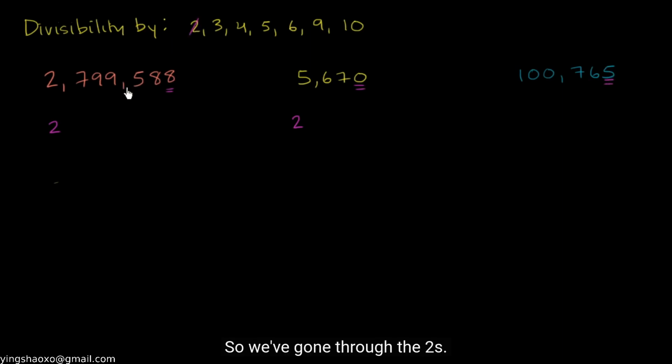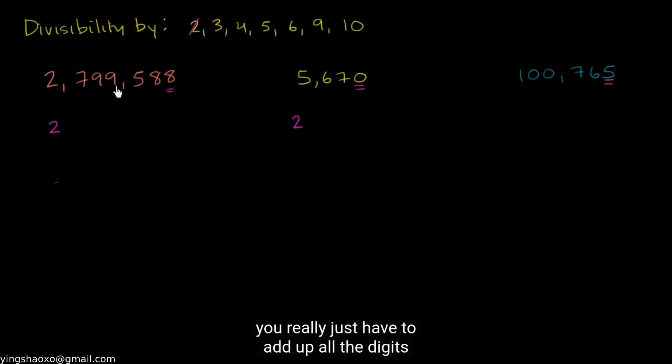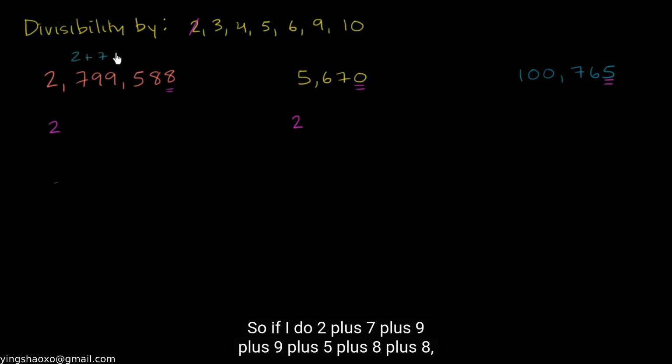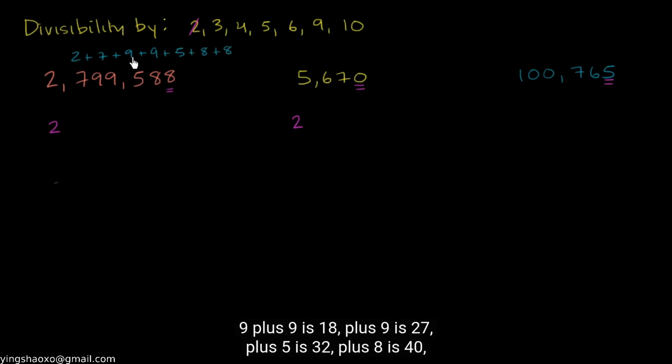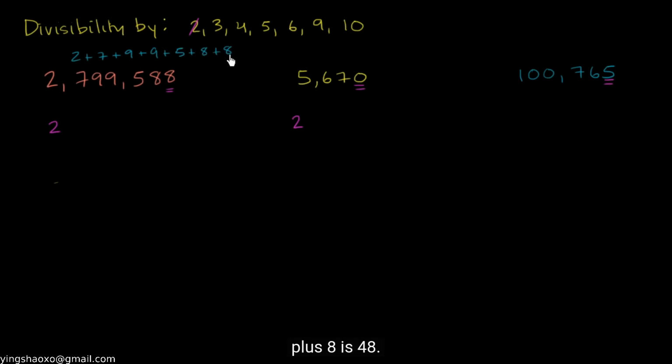So we've gone through the 2's. Now let's work through the 3's. To figure out if you're divisible by 3, you really just have to add up all the digits and figure out if the sum is divisible by 3. So let's do that. If I do 2 plus 7 plus 9, actually let me just write it out. Plus 9 plus 5 plus 8 plus 8. What's this going to be equal to? 2 plus 7 is 9. 9 plus 9 is 18. Plus 9 is 27. Plus 5 is 32. Plus 8 is 40. Plus 8 is 48.